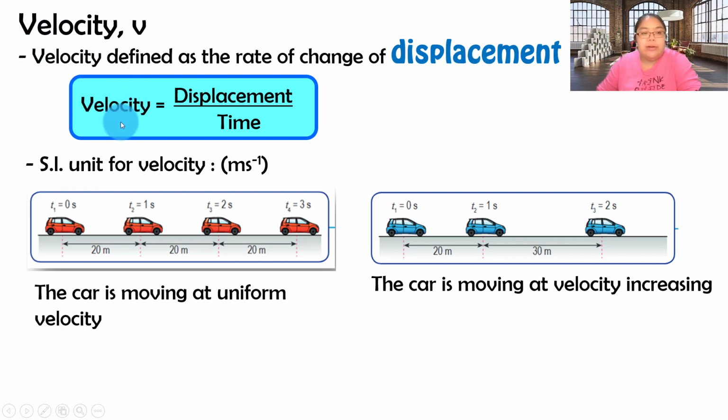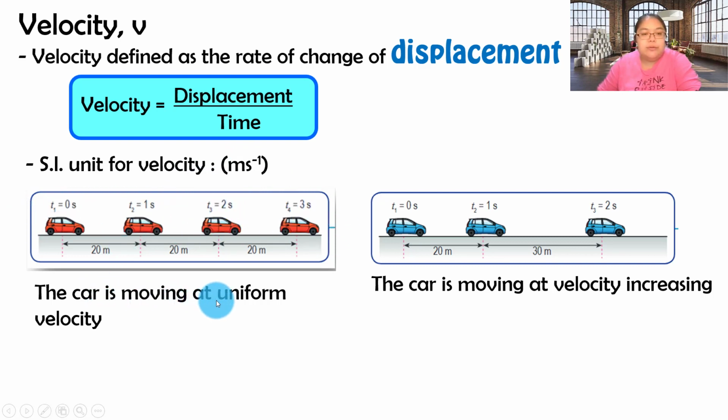So from here I create the formula. Velocity equals displacement over time. Just now the speed is distance over time. Now the unit is still the same, m s^-1. Okay, we now go and see this diagram.